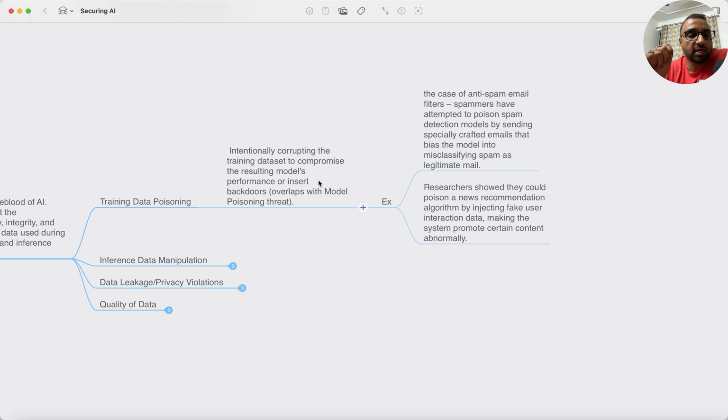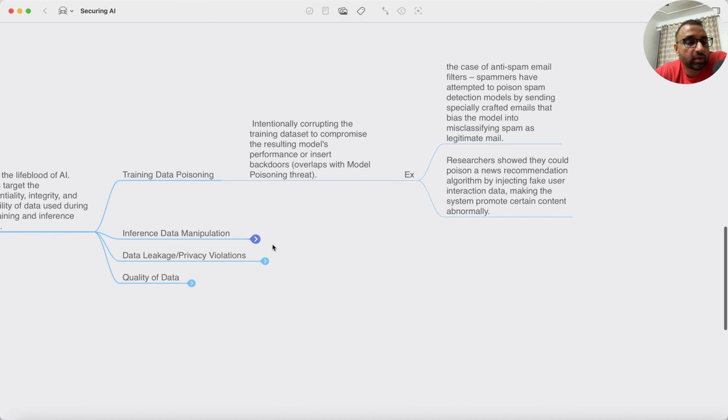So it is all about intentionally corrupting the training data set to compromise the resulting model's performance or insert backdoors. In the case of anti-spam email filters, spammers have attempted to poison spam detection models by sending specifically crafted emails that bias the model into misclassifying spam as legitimate email. Also, another example is where researchers showed that they could poison a news recommendation algorithm by injecting fake user interaction data, making the system promote certain content abnormally.